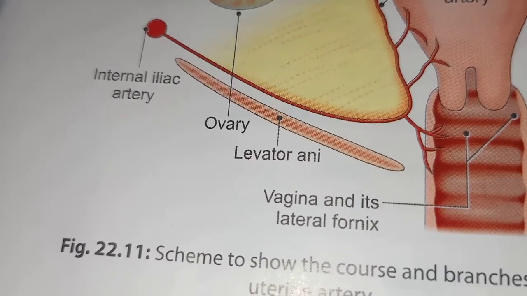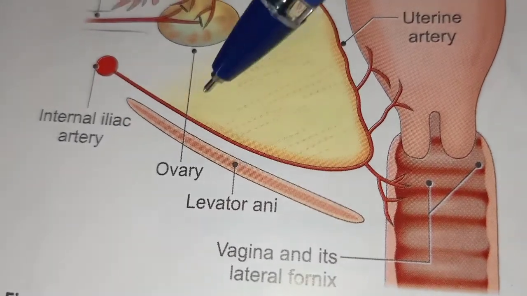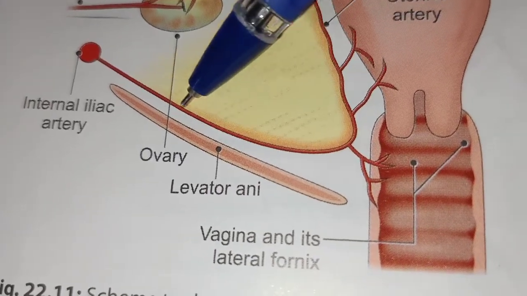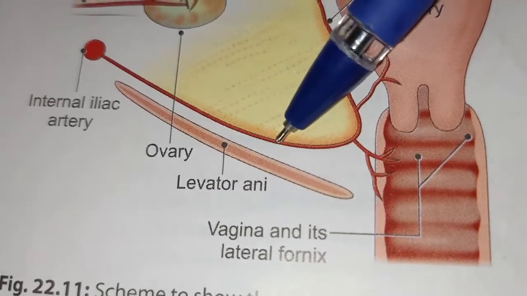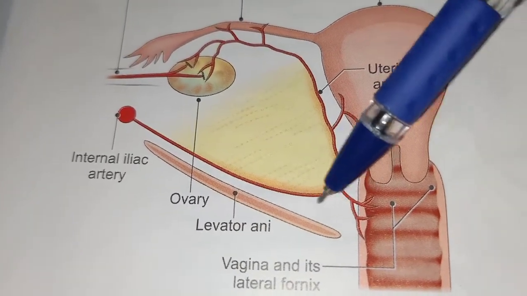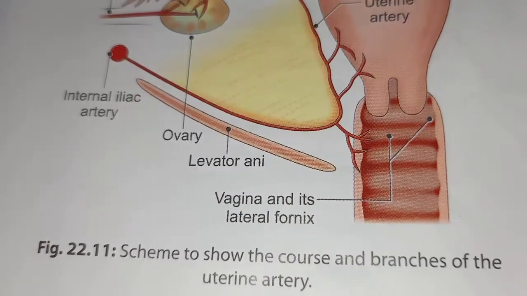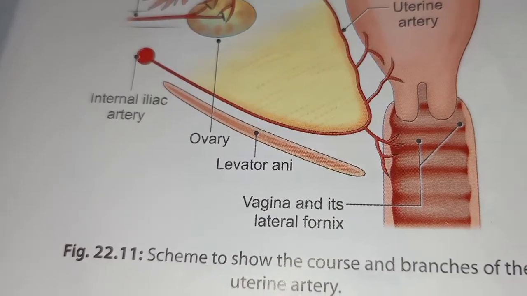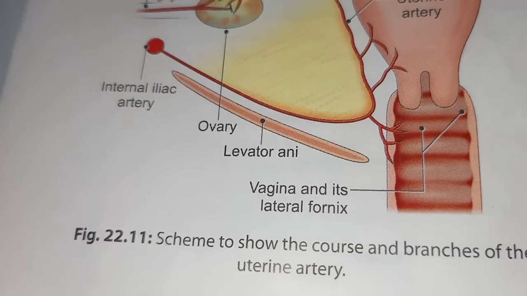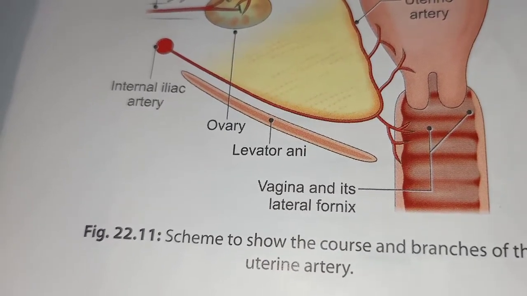the pelvic floor, levator ani. So it is running medially. This is levator ani, so it is running medially on the pelvic floor, this uterine artery, lateral to the pelvic part of the ureter.